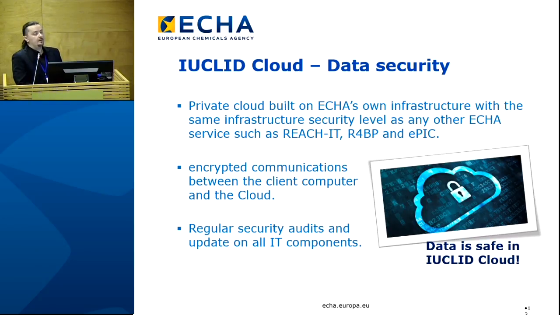Security. Everyone here says cloud, and you always take one step back and think, oh, is it secure? Well, ECHA Cloud is not like other clouds. We have a special cloud. It's called private cloud, which means that we own the servers that run the cloud. It is not accessed by public access. So it runs on the same server stack that runs ReachIT, that runs R4BP. So in that sense, it has the same level of security. Of course, we also encrypt the communication like we do in all other tools. And we do regulatory security audits to make sure that all our IT components are up to the state of play for a secure system.